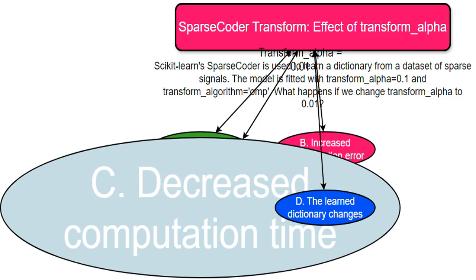I don't expect significant changes in the computation time just from adjusting transform_alpha. Although very sparse codes could marginally decrease computation, the dominant factor controlling computation time is the orthogonal matching pursuit (OMP) algorithm's complexity, which isn't directly affected by transform_alpha. It's like changing the recipe slightly. It might cook a tiny bit faster, but the overall cooking time is dictated by the recipe itself.